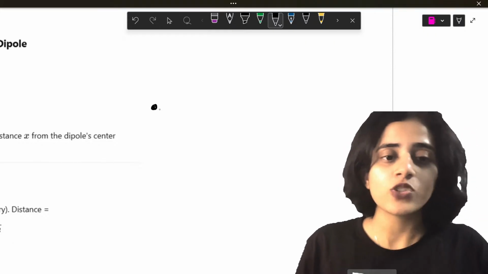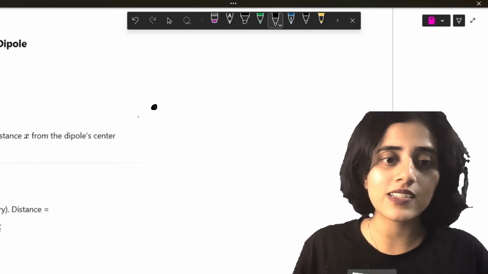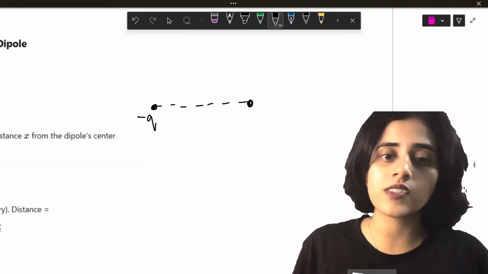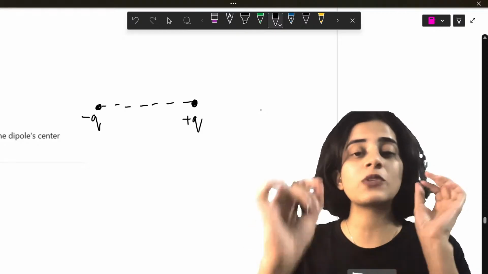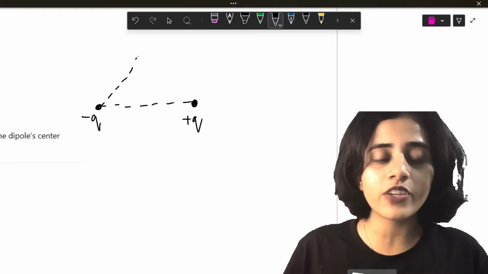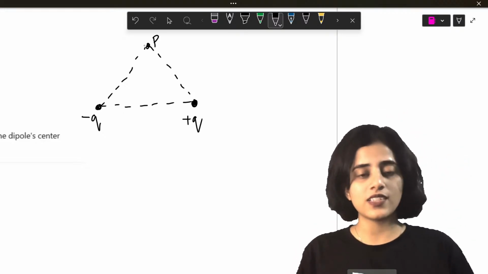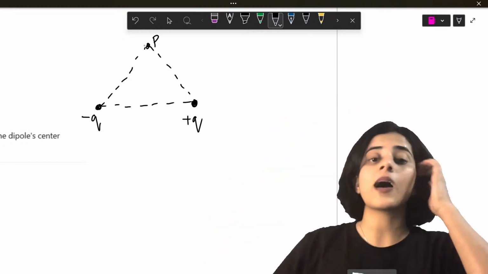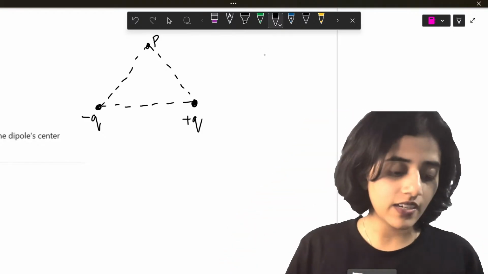So we have two charges that make a dipole. This is minus q, and this is plus q. Now I have to find the electric field at a point which is equatorial to the charges. This is my point. Axial means along the same line, but equatorial means at a point above. Do you understand the difference? Axial is this, equatorial is at a point above.